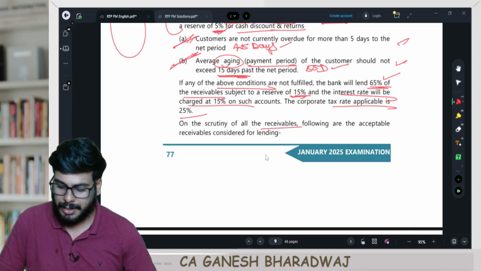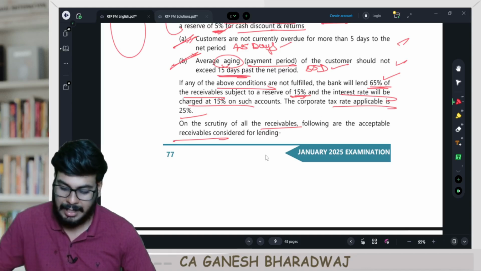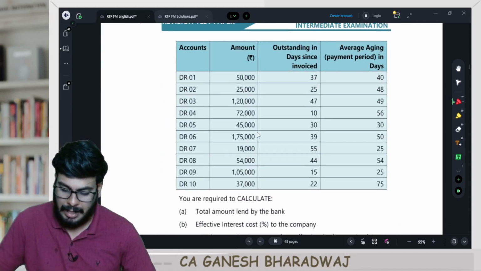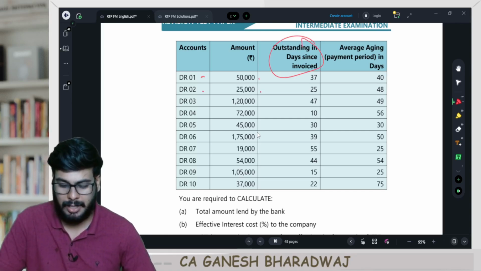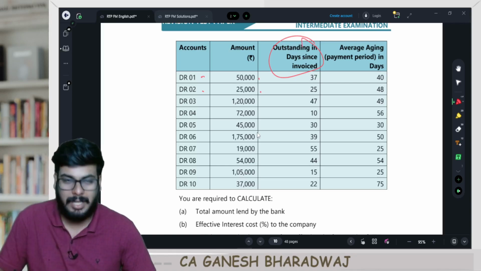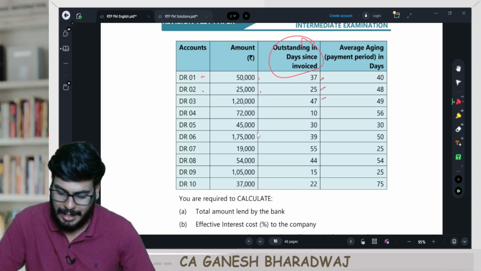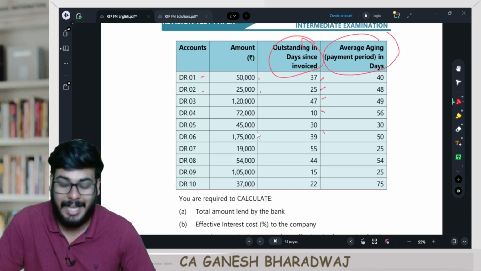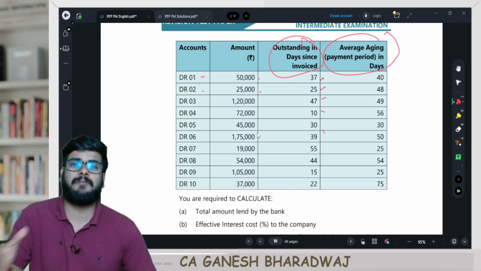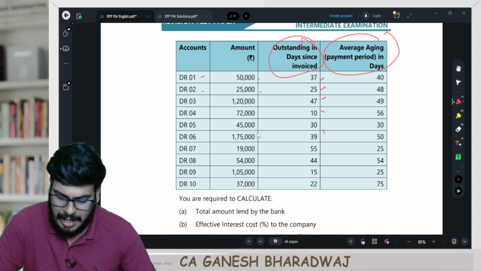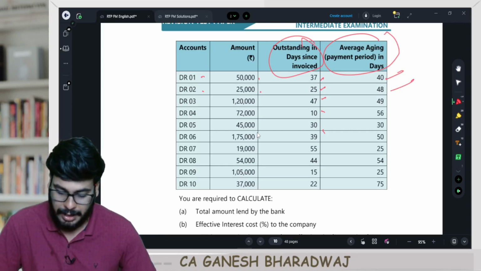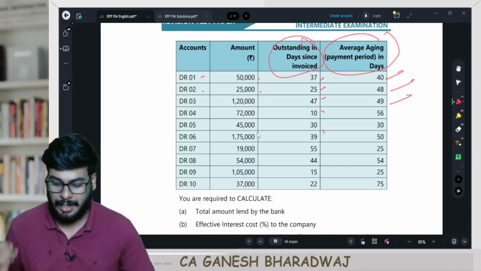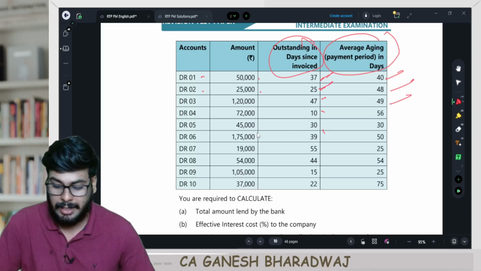On the scrutiny of all the receivables, the following are acceptable receivables considered for lending. So they have given 10 accounts, right? Amount of receivable they have given. Outstanding in days since invoiced, right? As on date for each of these 10 debtors, how many days it is outstanding, and average aging, which means, on an average, based on my past experience with these people, let us say debtor 1 on an average takes 40 days, debtor 2 takes 48 days, debtor 3 takes 49 days, and so on. So then what is this 37, 25 and all?